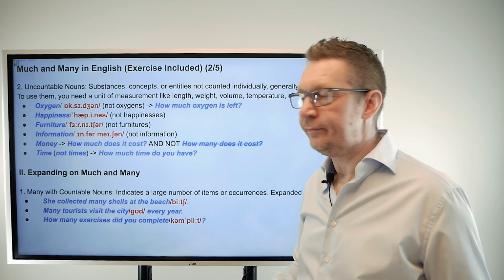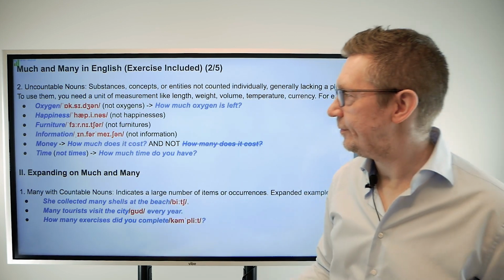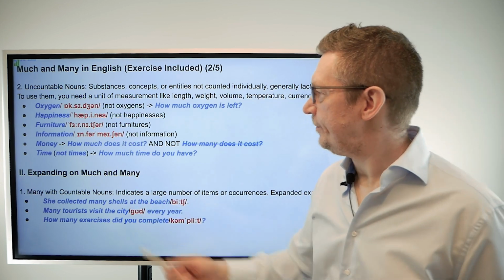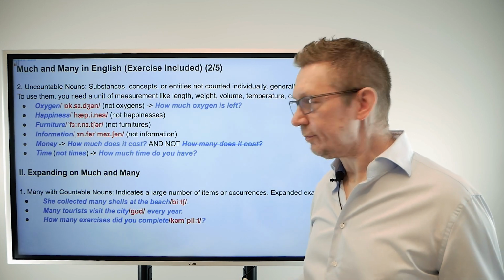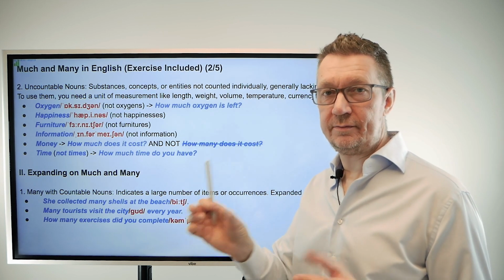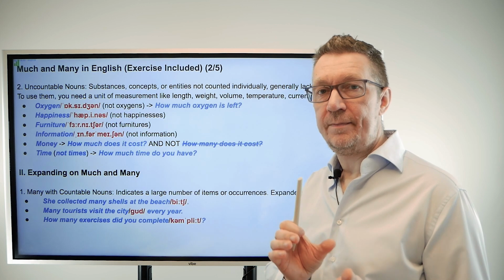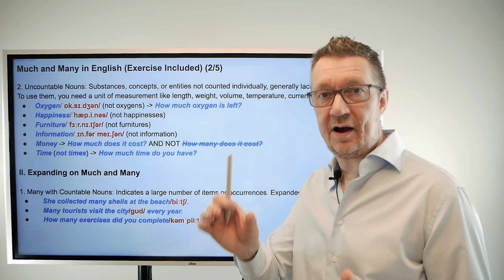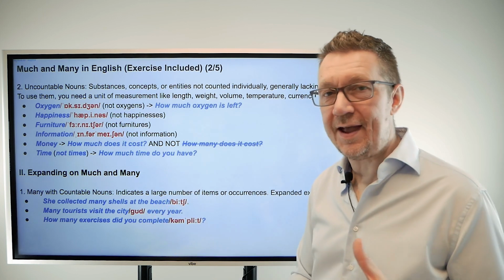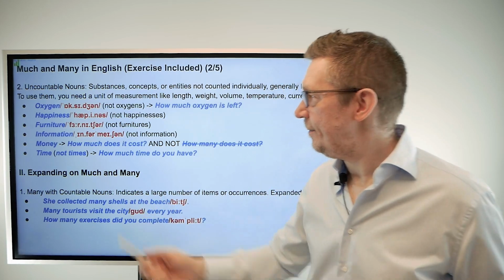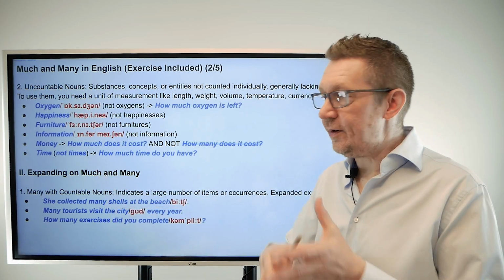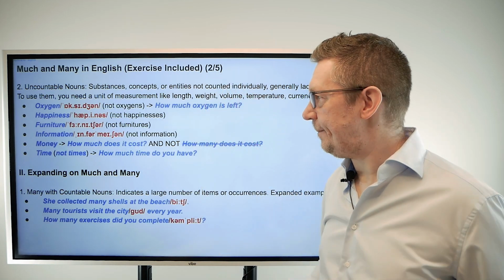How much money? Okay? Time, not times. You can't say times. How much time do you have? Okay? If you have a time slot in your diary, then you can say, I have many time slots. Fine. But again, you have to have a word to make it into something that you can count, because time you can't count when you talk about it as a complete thing.